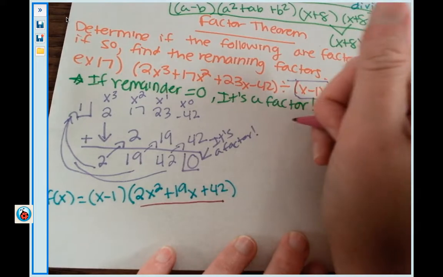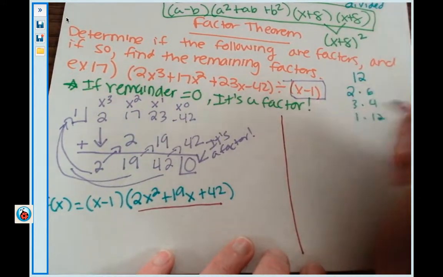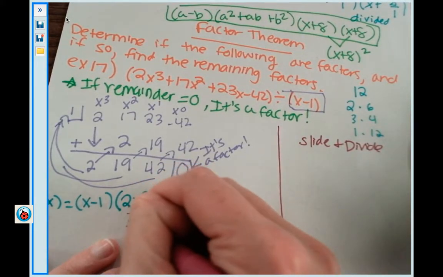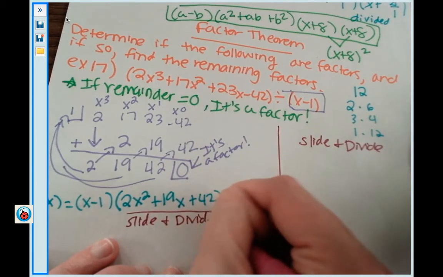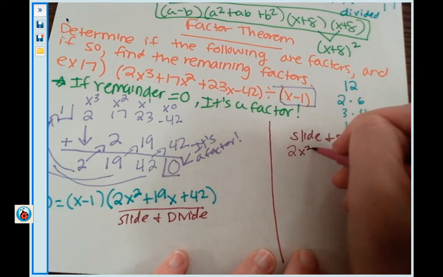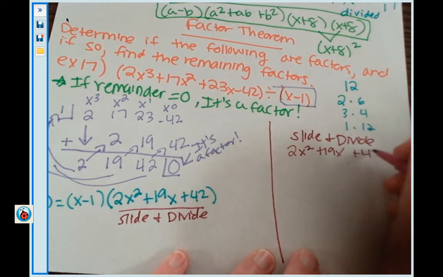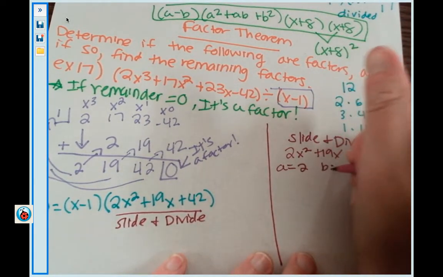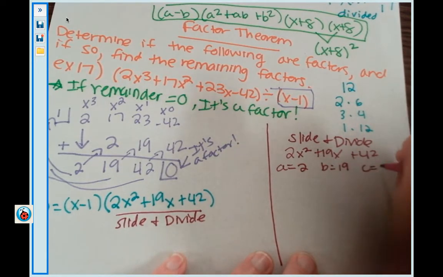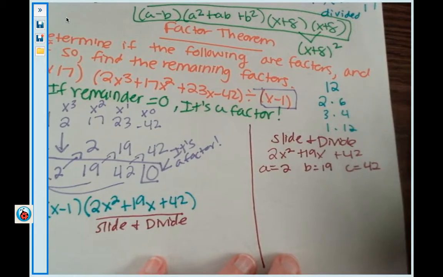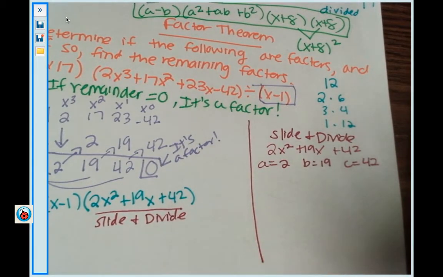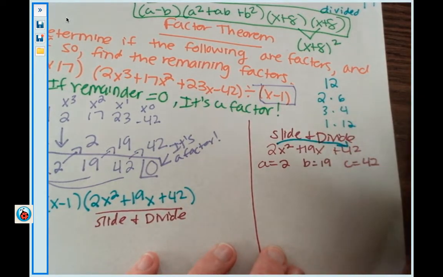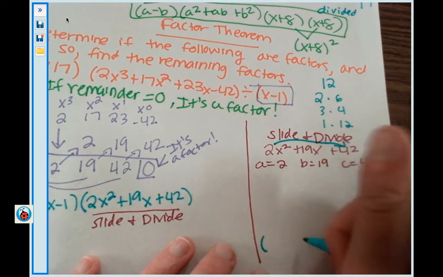Okay, I'm going to do my slide and divide over here, kind of branch it off. All right, I'm going to slide and divide with this bad boy right here. So I'm sliding and dividing with this. Okay, so I got my 2x squared plus 19x plus 42. All right, my a is the number in front of x squared, which is 2. My b is the number in front of x, which is 19. And my c is the number on the end, which is 42. All right, guys, let's start sliding and dividing. So I'm going to slide my 2 over to be with the 42. So I'm sliding the a. Okay, so I'm sliding the 2, and remember, eventually we will be dividing by that.